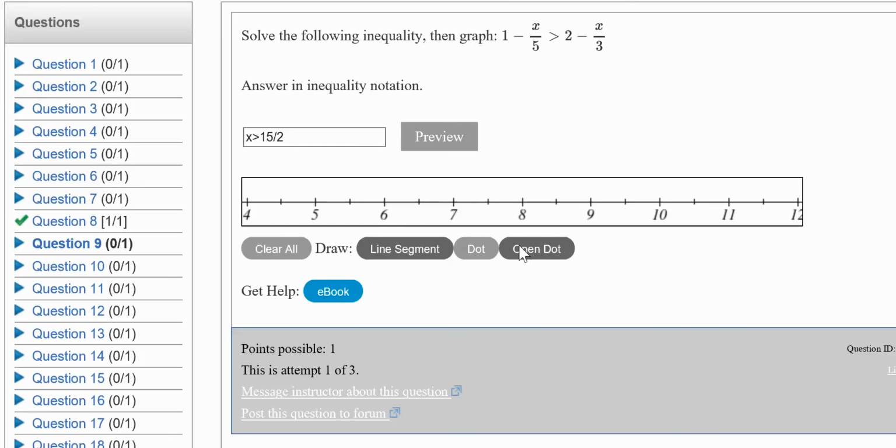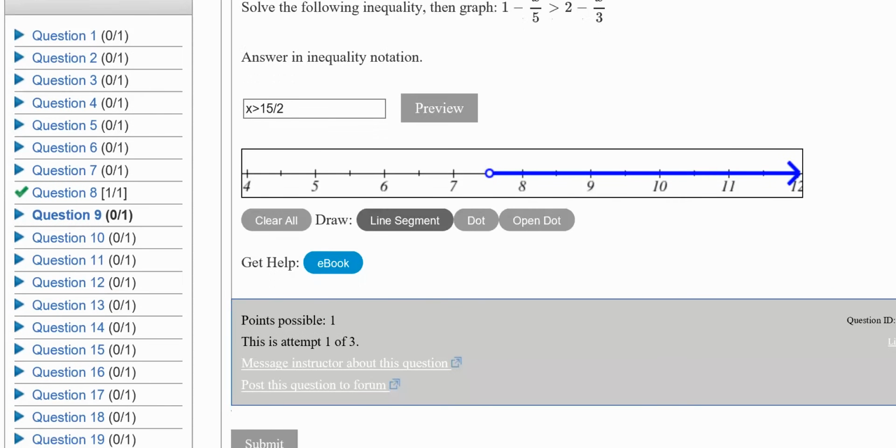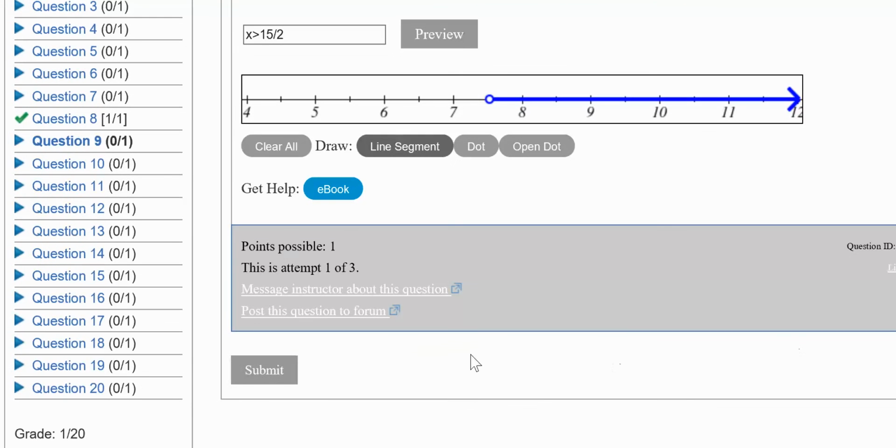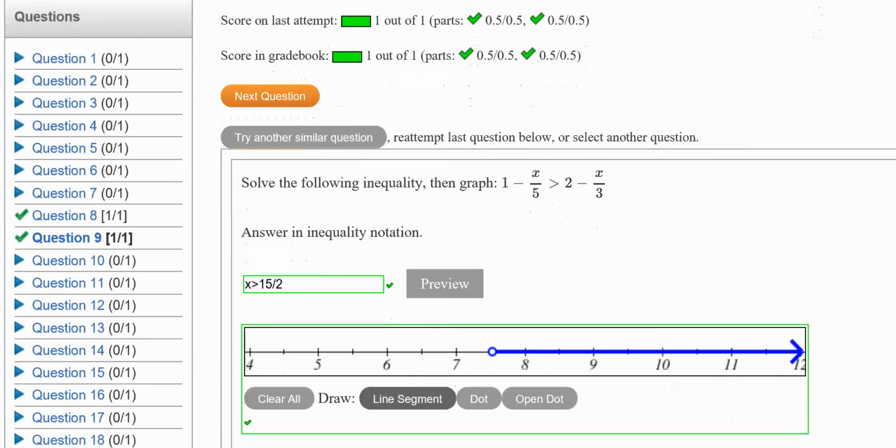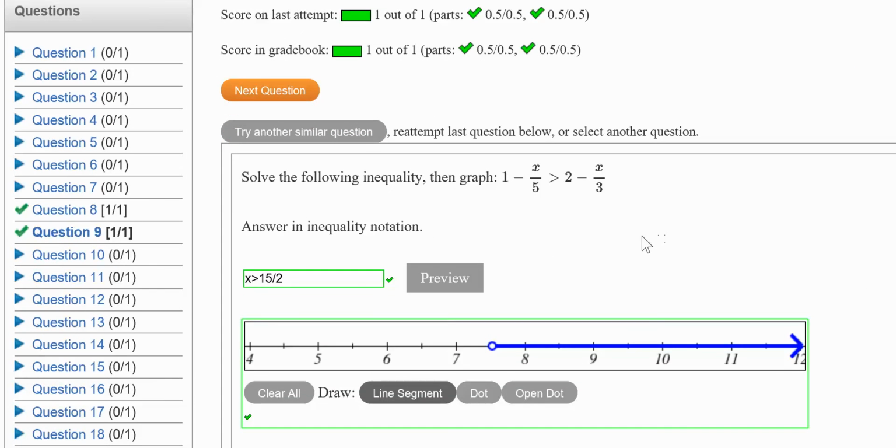So here we go again. Open dot. I click on open dot. I'll click right on that 7.5. Make sure you really put it right into there. The line segment has to start right at 7.5 and extend out. Again, wait for that arrow to pop up. That's cool. Okay, let's submit this to see if we are right. Yes, finally all greens here. Good. Finally know how to do this stuff.